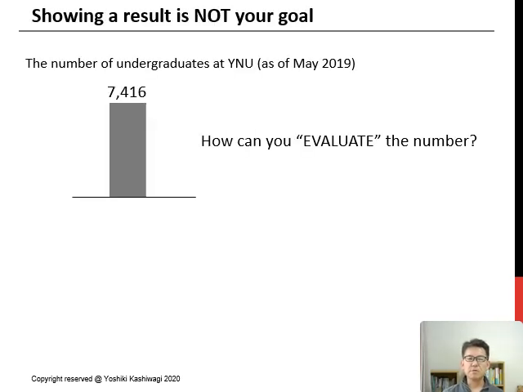Before talking about the details, I want you to think about total number of students at the Yokohama National University as of May 2019, which is 7,416 students. Okay, this is a fact and this is a result. Then the question is, how can you evaluate the number 7416? Please think about it.